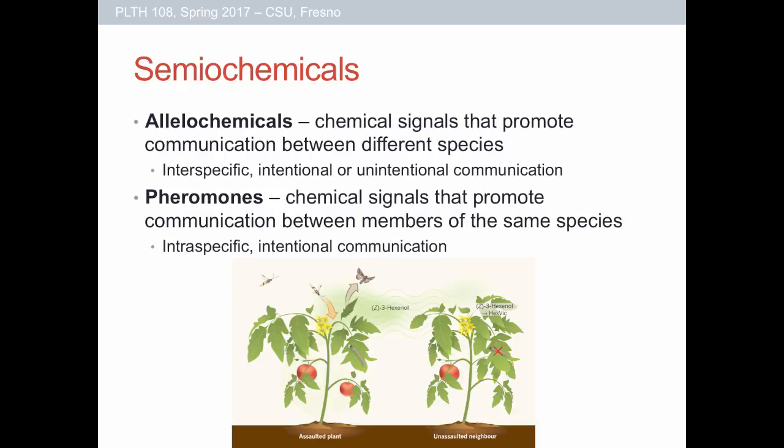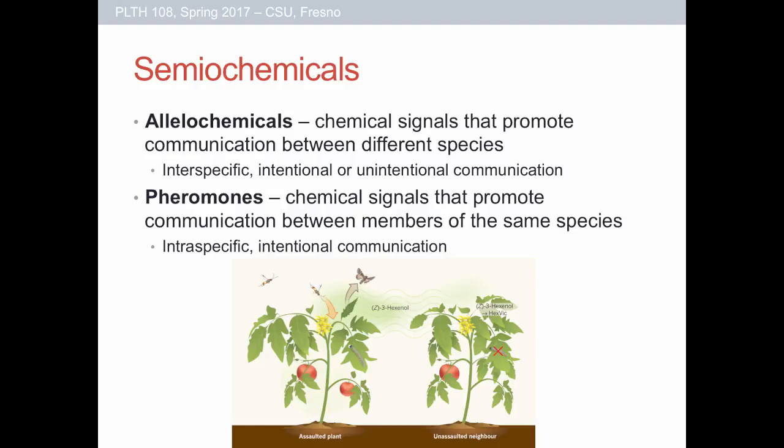And within semiochemicals, we have the two major classes that we talked about just a second ago with the quiz. We have allelochemicals, which are chemical signals that promote communication between different species. So again, interspecific, like interstate. And these can be intentional. So in this example, say you're a tomato plant.